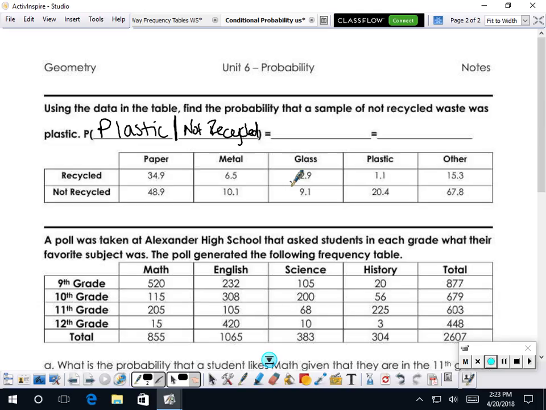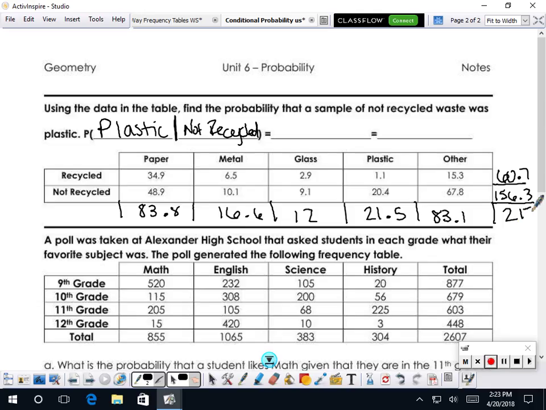All right, once again, I need to total up on this problem here. Okay, so for the total for paper, I have 83.8. The total for metal, I have 16.6. The total for glass is 12. The total for plastic is 21.5. The total for other is 83.1. The total for recycled is 60.7. The total for not recycled is 156.3. The total in the table is 217.